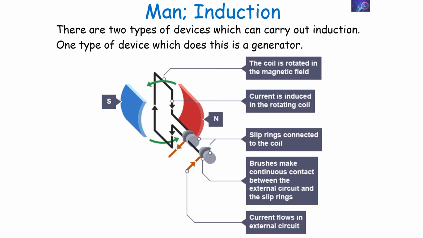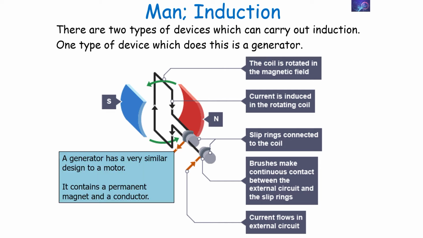Okay, so you've got your generator here. What you can see is that your coil is being rotated in a magnetic field. The current is then induced in this rotating coil. The slip rings are then connected to the coil, and the brush makes continuous contact between the external circuit and the slip rings, allowing a current to flow in the external circuit.